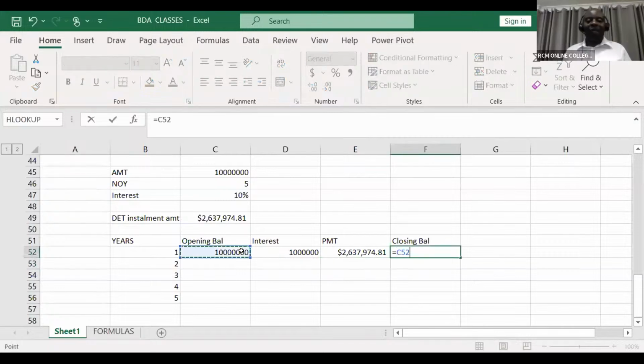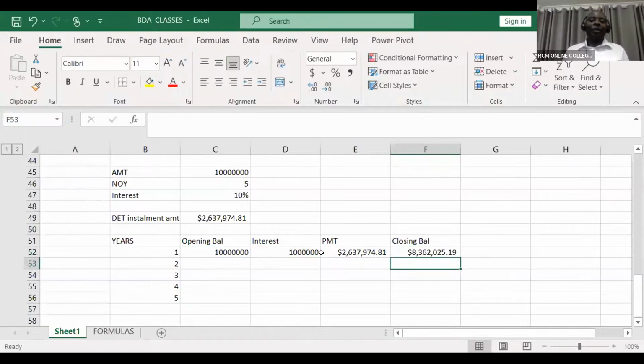Go to the closing balance. Equals. So you pick the opening balance plus the rate of interest minus the PMT, then you go to year number 2.